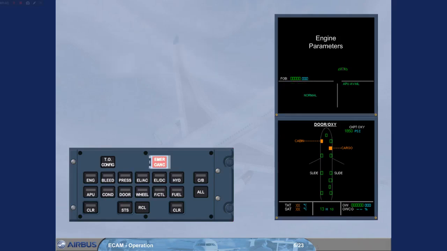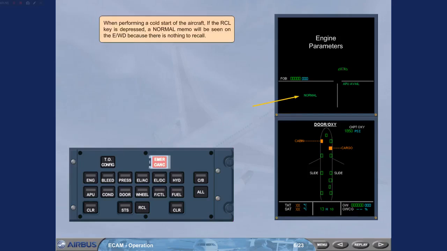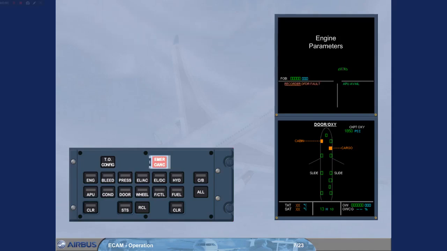When performing a cold start of the aircraft, if the recall key is depressed, a normal memo will be seen on the engine warning display, because there is nothing to recall. If we were on a turnaround, any warning that has been recalled, noted, cancelled and is still present will be recalled.